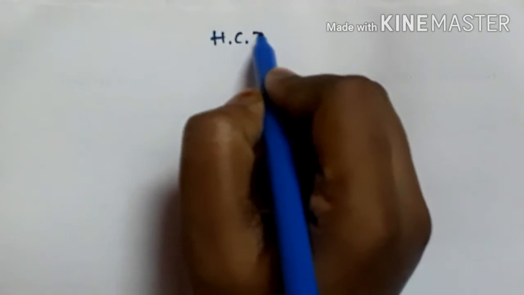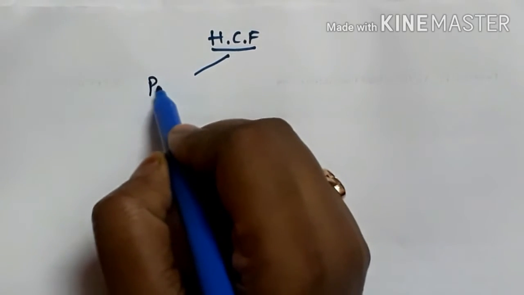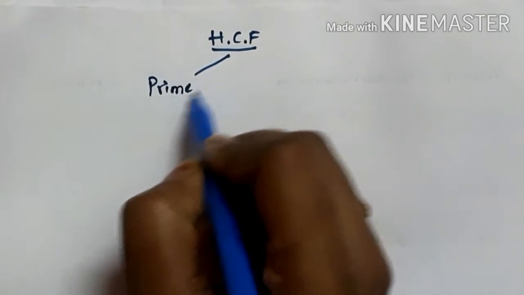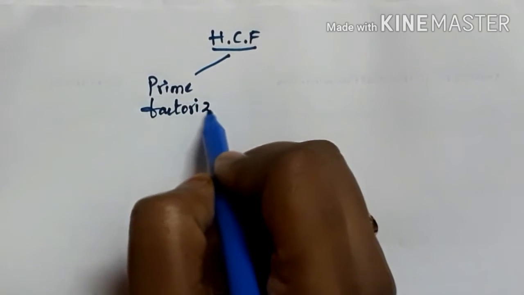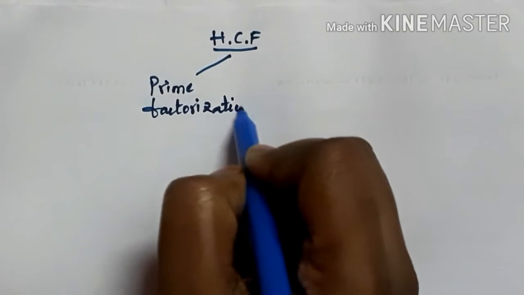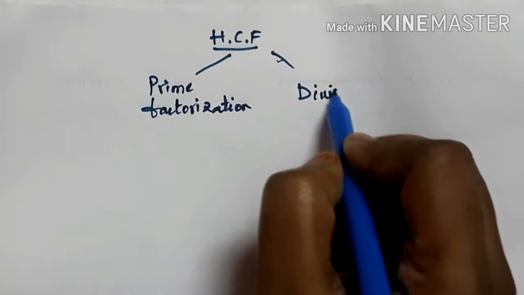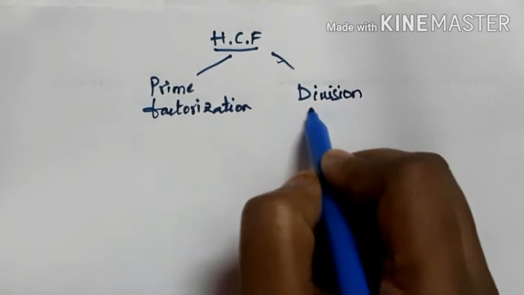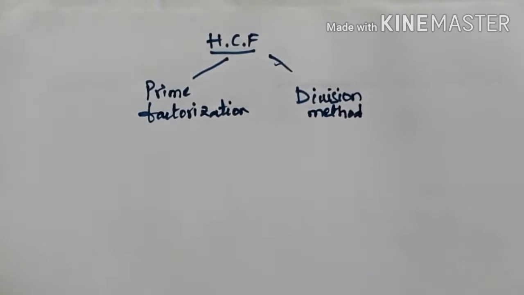Hi everyone, today my topic is HCF, that is highest common factor. It can be found using two methods: prime factorization method and division method. I have already explained HCF by the prime factorization method. If you want to check it out, you can find it in the description box. Now we are going to see the division method.